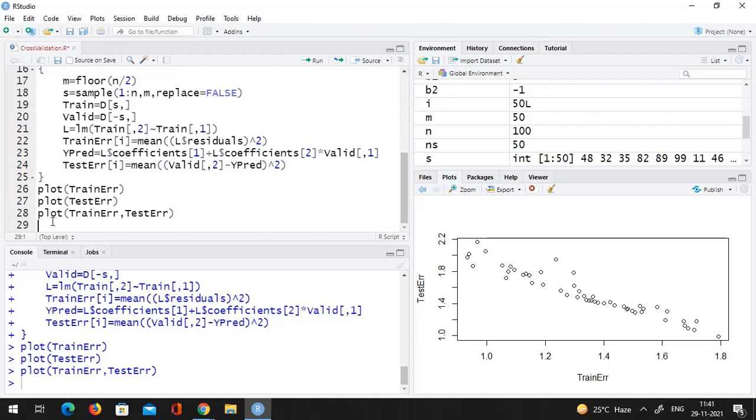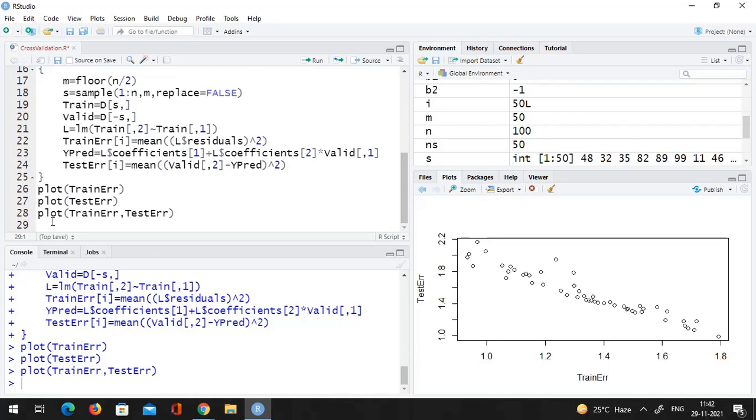Whenever our test error will be higher than your train error, or in the reverse, whenever our training error will be higher, the test error will be less. Why? Because in that case, our model will be more correct.